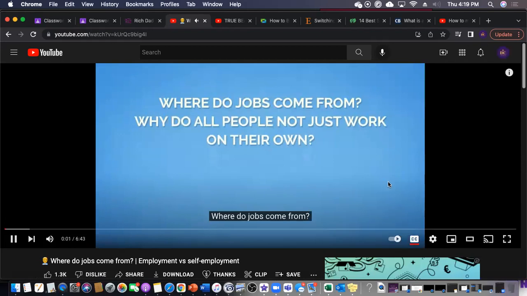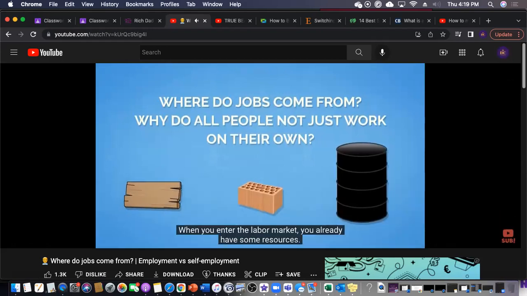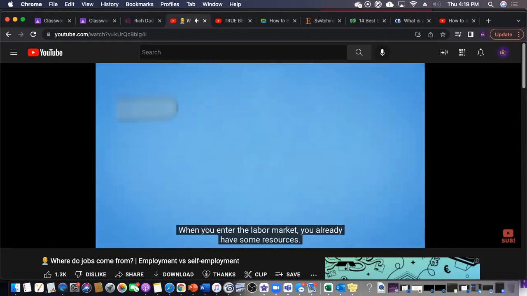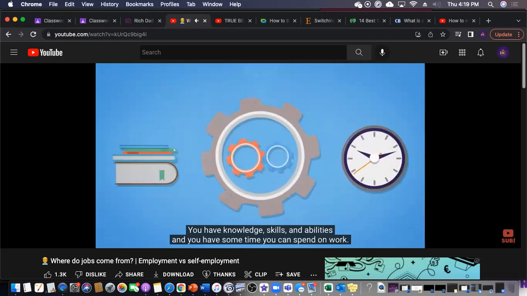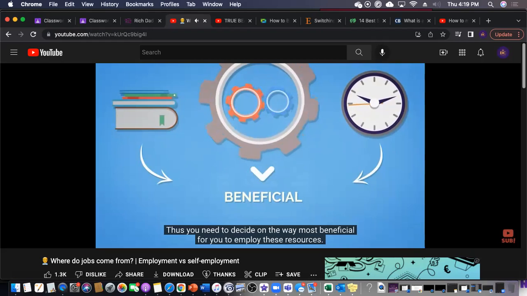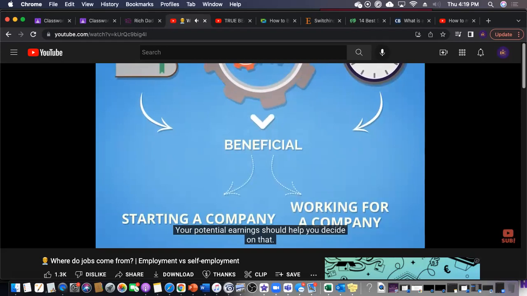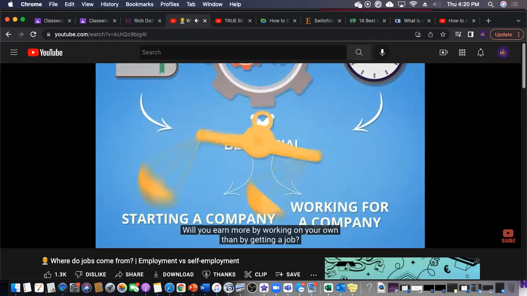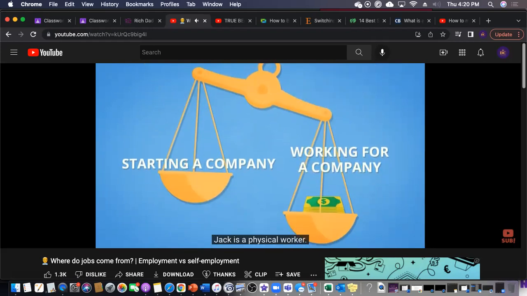Where do jobs come from? Why do all people not just work on their own? Everyone strives to make the most effective use of their resources to meet their needs as best as they can. When you enter the labor market, you already have some resources. You have knowledge, skills, and abilities, and you have some time you can spend on work. Thus, you need to decide on the way most beneficial for you to employ these resources. There are two options here: working for a company or starting one. Your potential earnings should help you decide on that. Will you earn more by working on your own than by getting a job? Let us take an example. Jack is a physical worker.